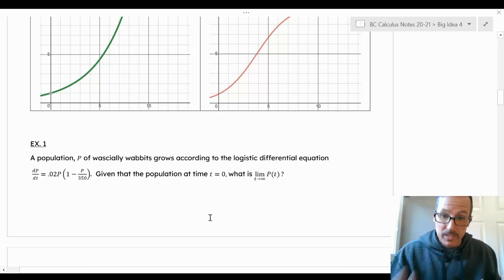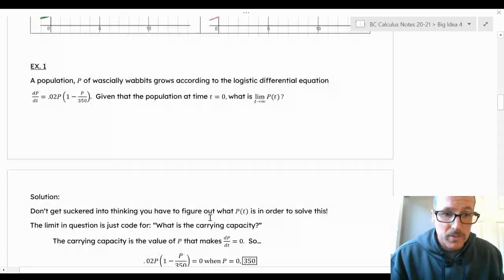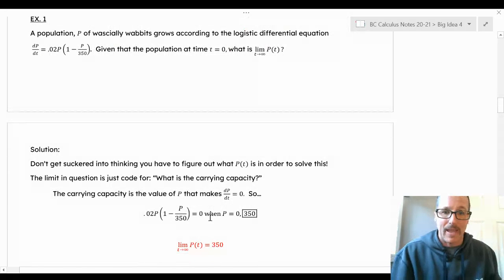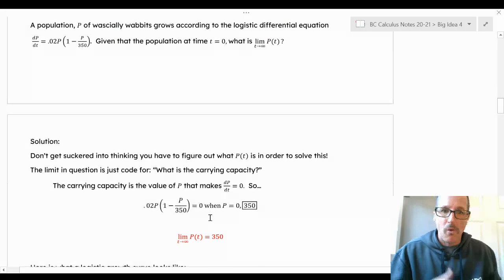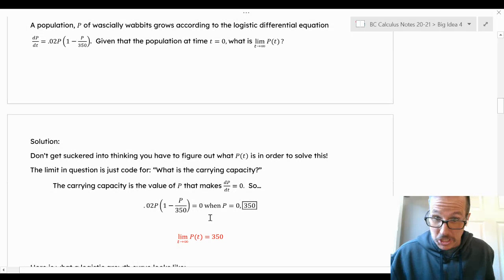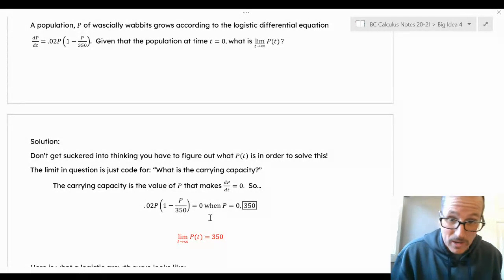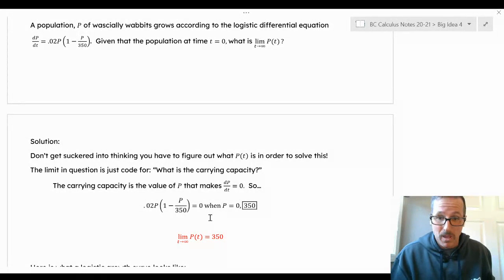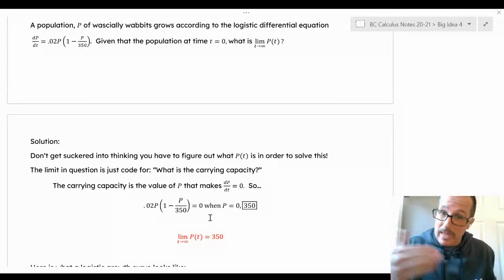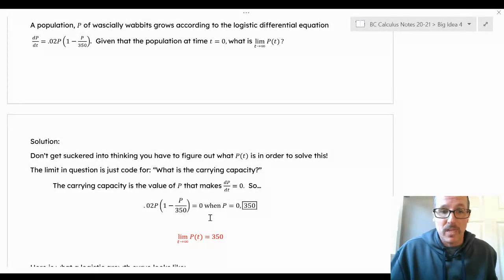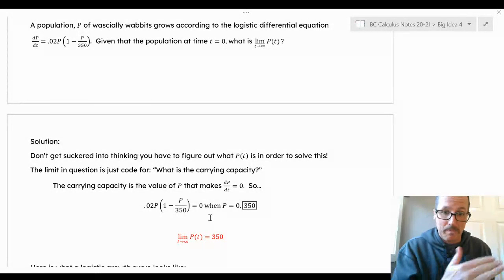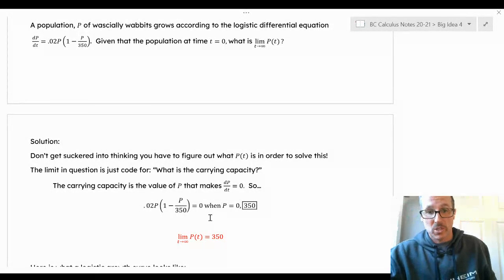Well, it's a logistic growth curve. So we know that there is going to be a carrying capacity. So don't think you've got to figure out what the function P of t is. Don't feel like you've got to solve that differential equation for P in order to figure this out. The limit as t goes to infinity of P of t is just code for what's the carrying capacity, right? Because over time, that's what the function is going to trend to.